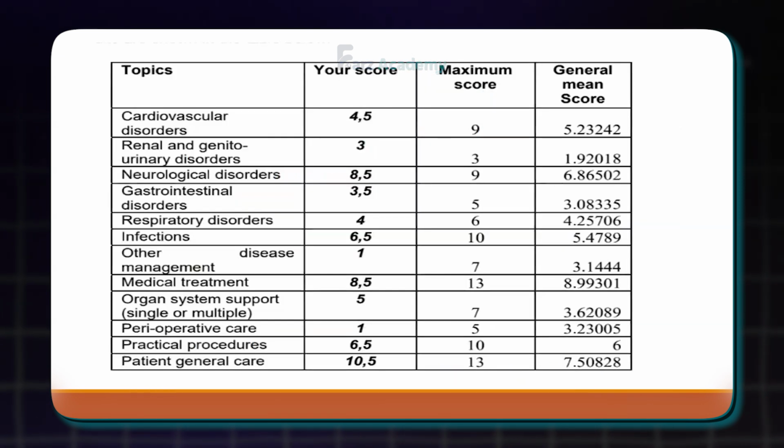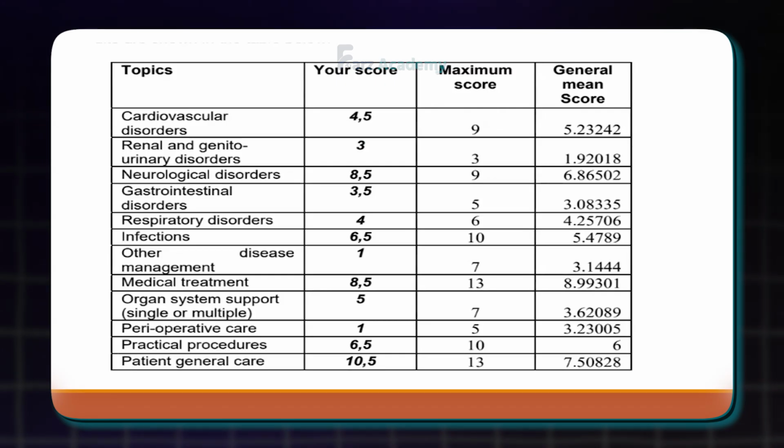This was the score sheet which is given when you receive your answer sheet. This is how the result will come to you. Like cardiovascular disorders, the maximum score was 9, and how much did you score in that? Renal and genitourinary, 3 questions were there. How much did you score? What I want to focus on is the last 3 parts. The last one, patient general care, 13 was the maximum score. So many MCQs on patient general care. Organ system support, 7 in organ system support.